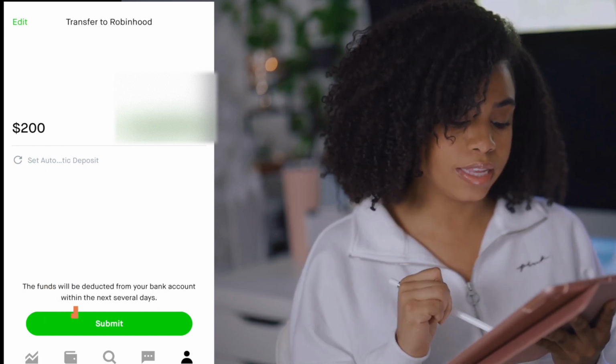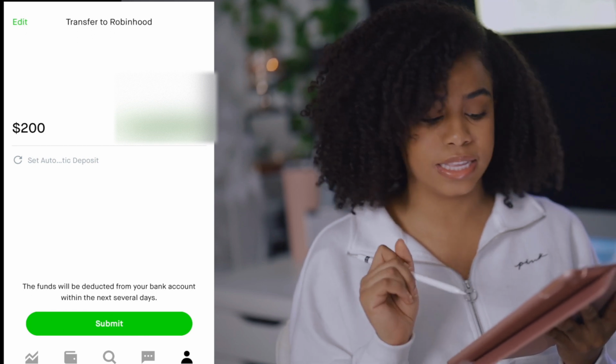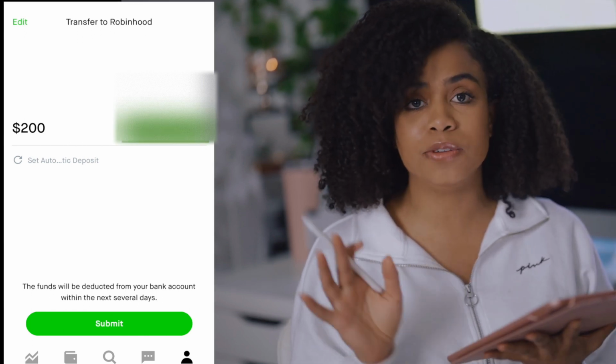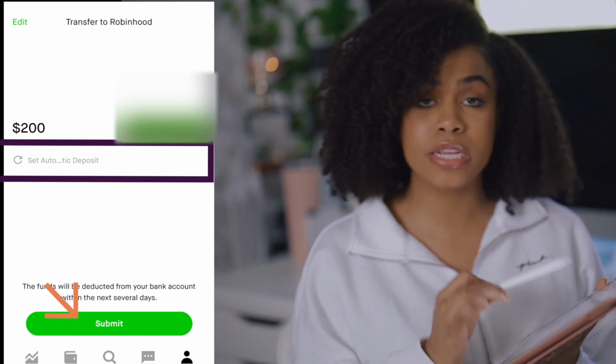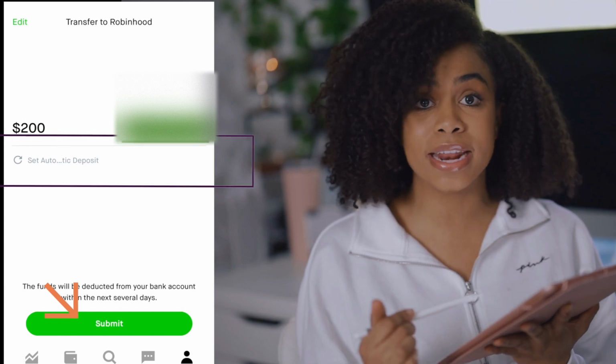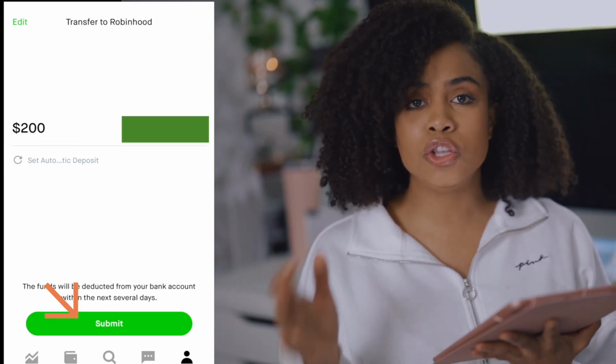So if I hit submit, right here it says the funds will be deducted from your bank within the next several days. So you have the option to cancel it if you make a mistake or something, and I'm going to show you guys how to do that. But you could either set that $200 to be an automatic deposit. You can schedule it to automatically come from your bank every 2 weeks, or every month.